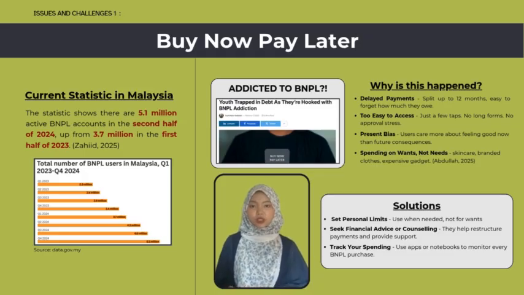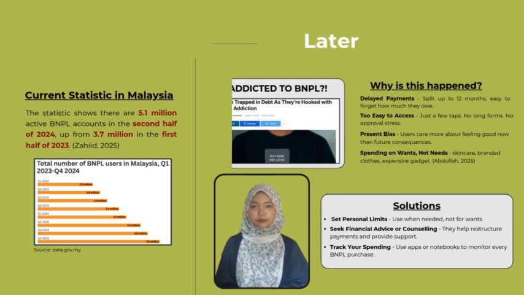Decide what you truly need versus what you want and stick to a budget. The second one is seek financial advice. If you find yourself struggling, don't hesitate to reach out to a financial advisor who can really help you. And the last one is track your spending. Actively monitor every single BNPL payment using apps or a simple notebook. To conclude, BNPL can be a useful tool, but only if we are in control.